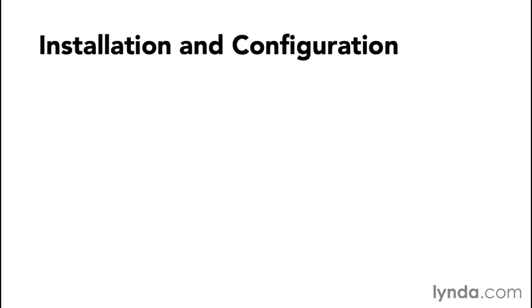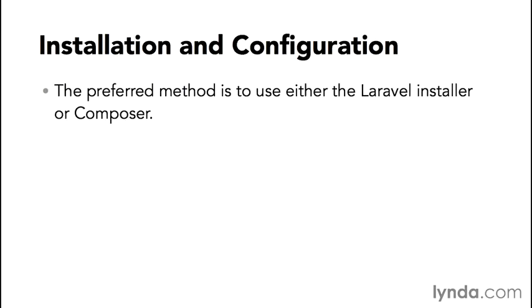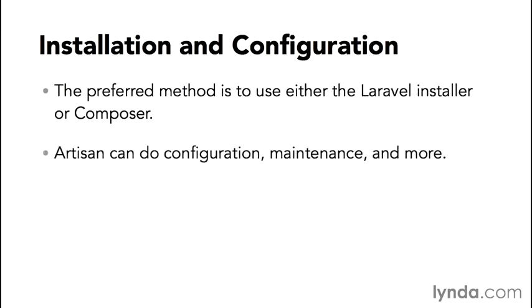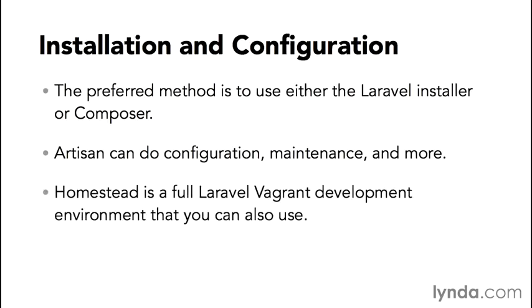When installing Laravel, the preferred method is to either use the Laravel installer or to use Composer directly. The Artisan command line interface that comes with it you can use to do a number of configuration and maintenance tasks. Another way of installing Laravel is to use Homestead. Homestead uses Vagrant to create an entire development environment that you can deploy and use.